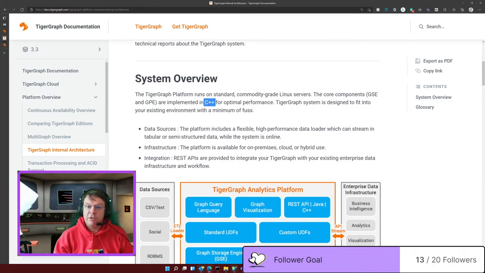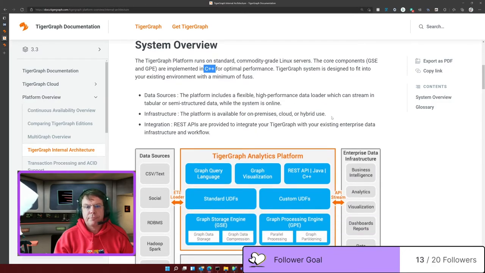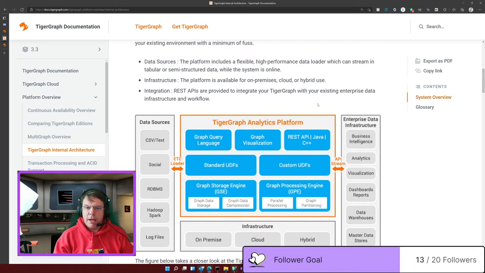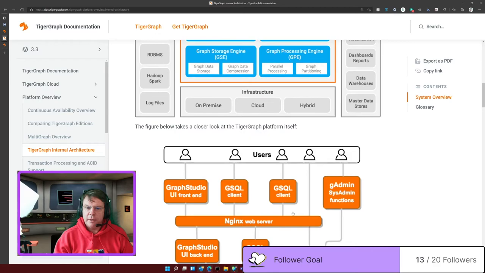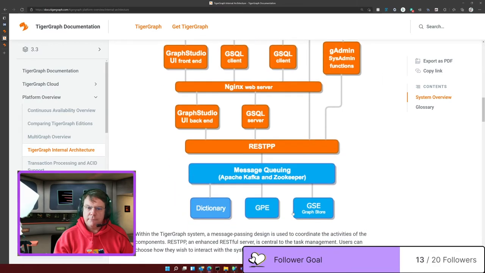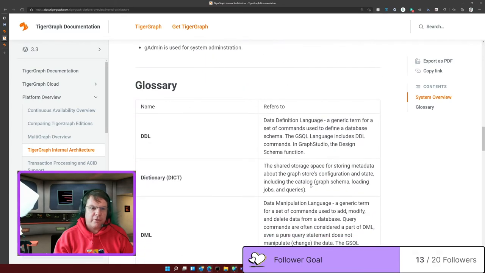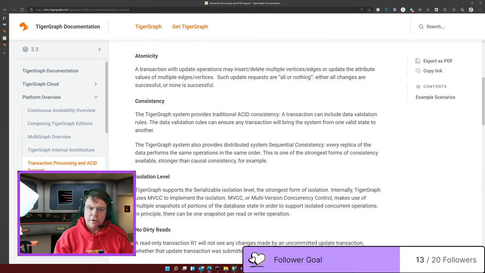Okay, what are they saying? So it's in C++. I like that. This is a little more of a deeper dive again into that market texture we kind of got before. So that's fine. You know, I'm not seeing a lot about how it works.